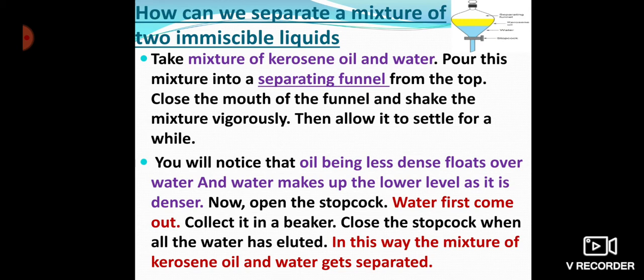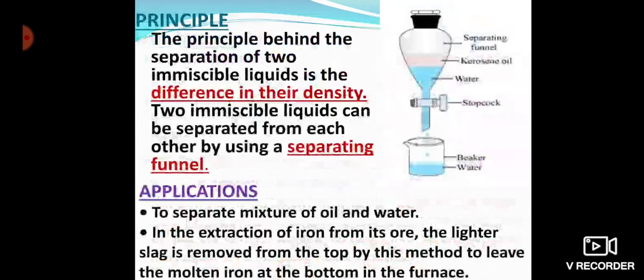Now place a beaker below the funnel and open the stopcock. The lower layer of water is run out carefully. Close the stopcock of the separating funnel as soon as the oil layer reaches the stopcock. Now remove the beaker containing water and replace it by another beaker. Once again open the stopcock and pour the upper kerosene layer into it. In this way we can separate water and kerosene.